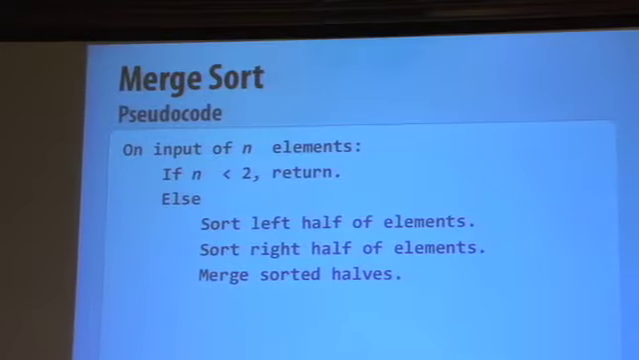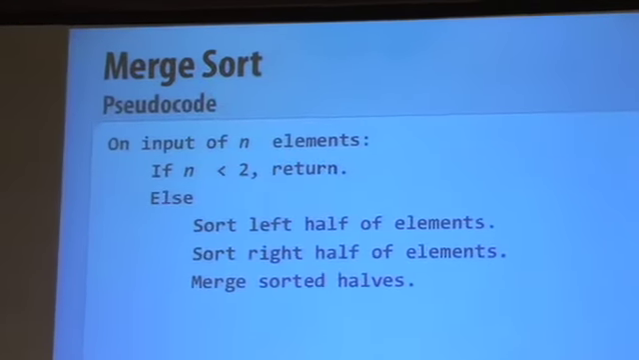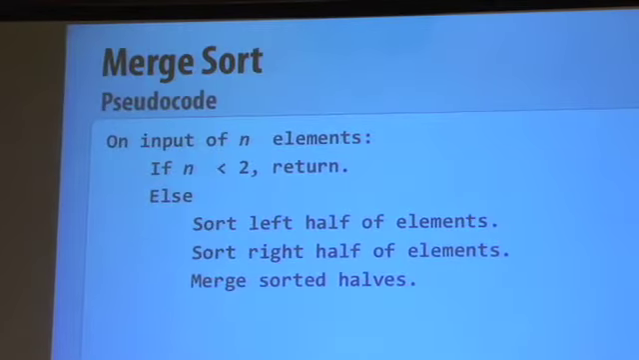It says on input of n elements, so in the form of an array, first you do a sanity check. If you've got fewer than 2 elements, there's no work to be done, return. And if you can recall the lingo from Monday, that represents our... So that's the base case that actually prevents this thing from devolving into a really bad infinite loop, after which bad things, segmentation faults, and all of that happen.